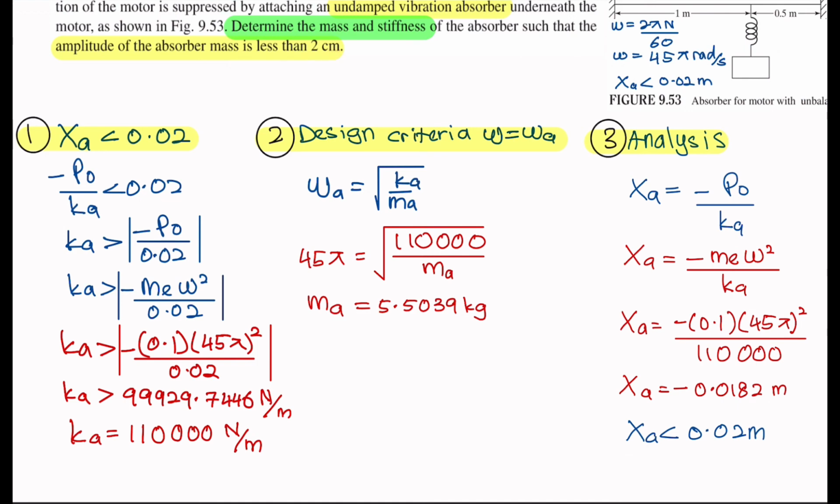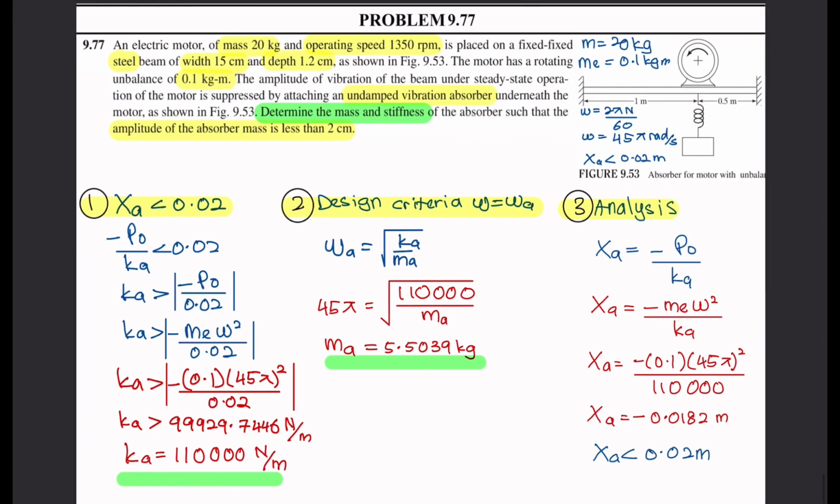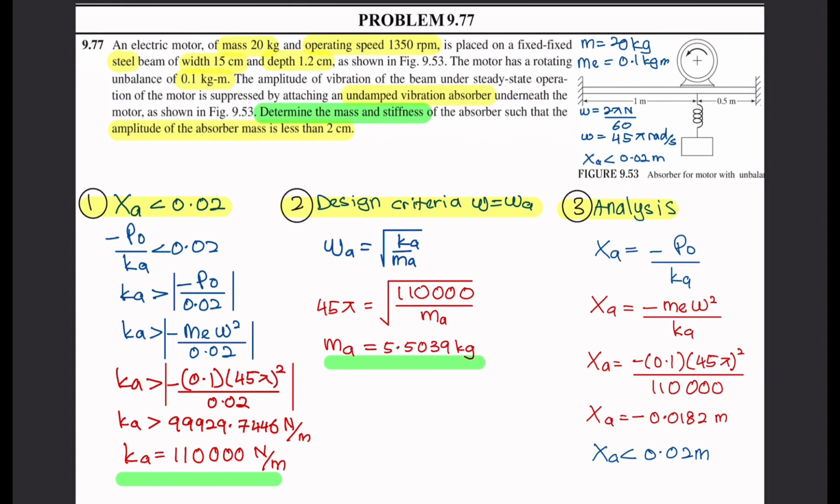So our stiffness that we chose just now is correct and acceptable. Also, the mass for the absorber is acceptable. And that is all for problem 9.77.